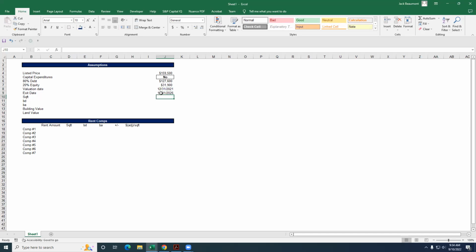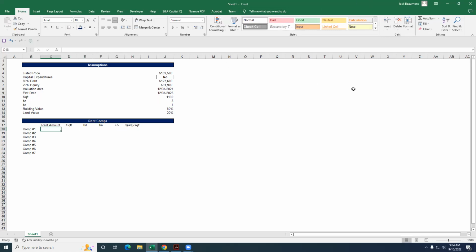Square feet, our subject was 1139, and it was 3-bed, 1 bath. Building value, we said again, 80%. This is 1 minus that. So cool, all right, so down to the rental comps.